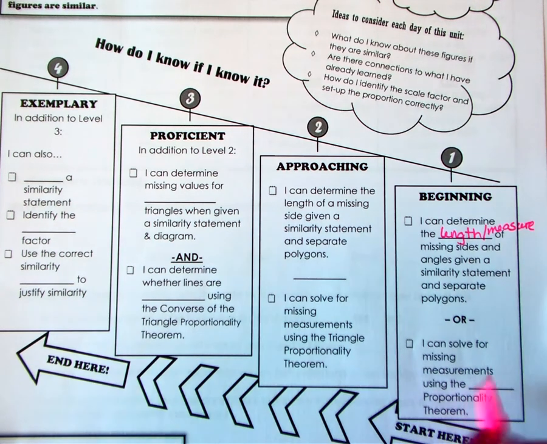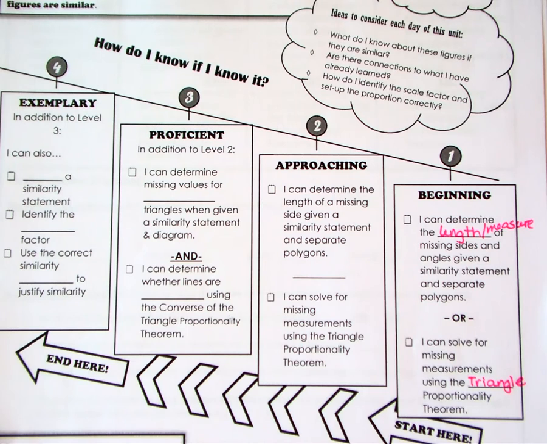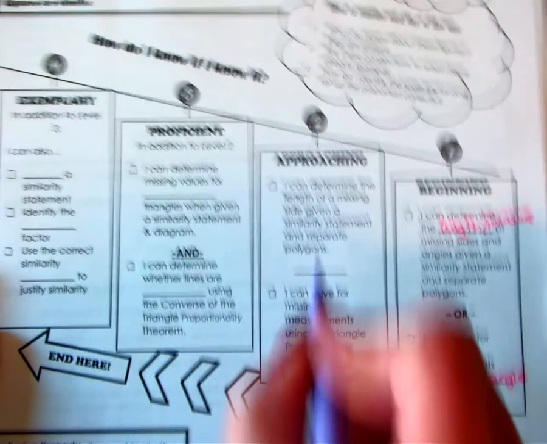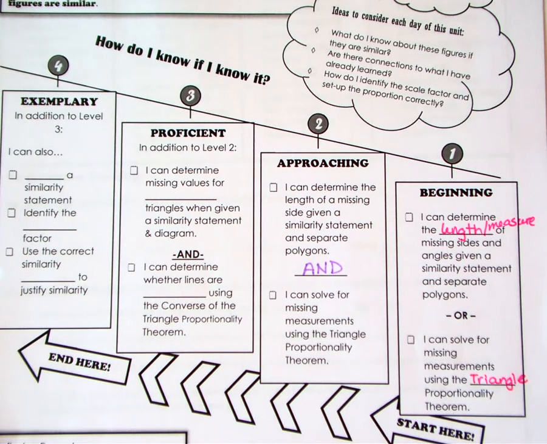using the triangle proportionality theorem. Okay, you advance to a level 2 if you can determine the length of a missing side given a similarity statement in separate polygons, and so if you can do both of the level 1s. Okay, you reach the level 2.